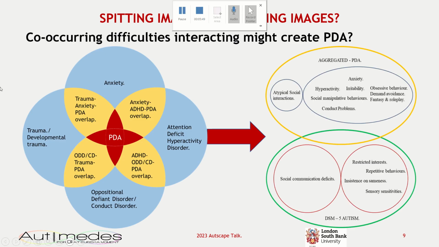So going back to it, this is the previous diagram I've seen. Let me just restate what I said. It is possible that any combination of things like anxiety, trauma, developmental trauma, ADHD, oppositional defiant disorder, or conduct disorder can interact to produce what is being called the PDA profile of autism, which is on the right side of the keys.